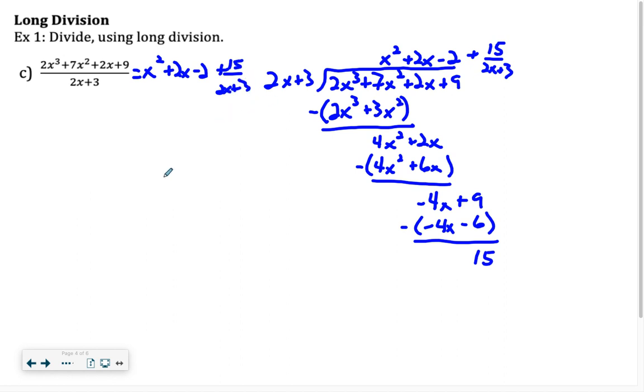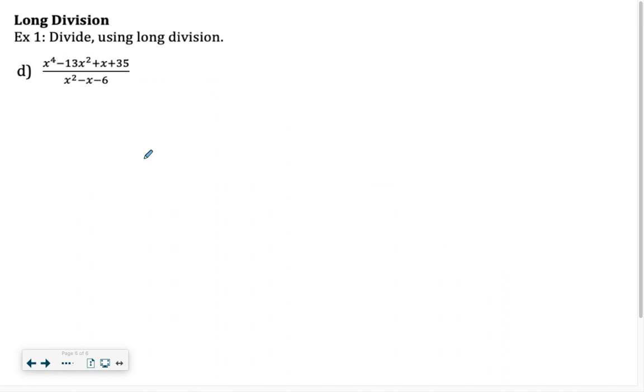Okay. Two more examples, and in each of these, something a little bit different is going to happen, but the process is going to remain exactly the same. So my divisor this time is a trinomial. I've got 3 terms in there. And my dividend is a 4th degree.